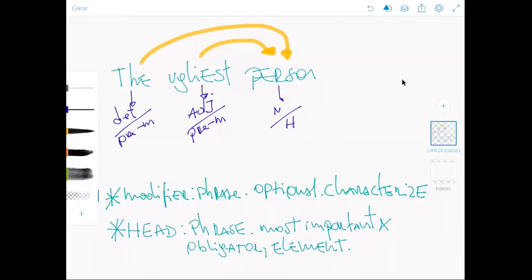Now, I'm going to erase this. Okay, I erased this. With that in mind, as our head is a noun, this is called noun phrase. Okay.